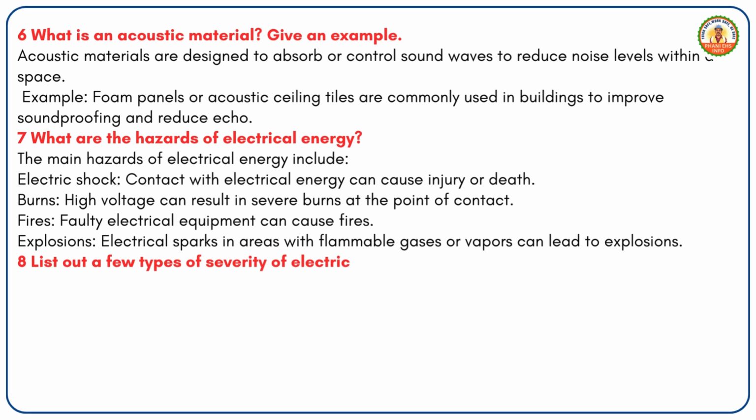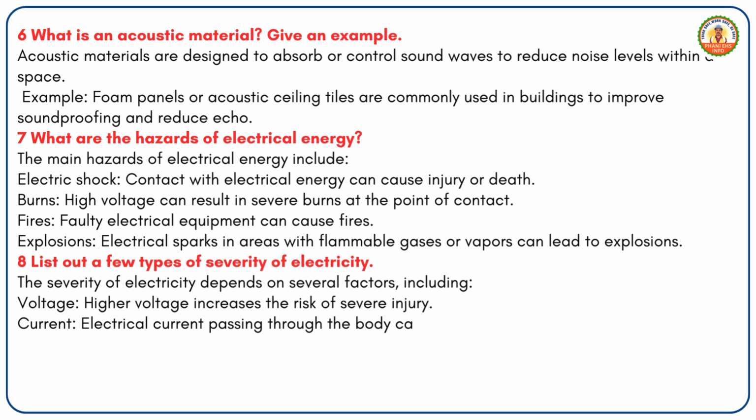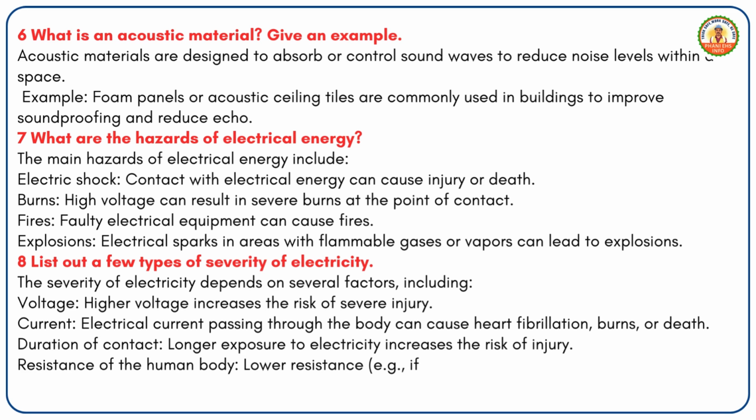8. List out a few types of severity of electricity. The severity of electricity depends on several factors, including voltage. Higher voltage increases the risk of severe injury. Current. Electrical current passing through the body can cause heart fibrillation, burns, or death. Duration of contact. Longer exposure to electricity increases the risk of injury. Resistance of the human body. Lower resistance, for example if the skin is wet, increases the severity of shock.